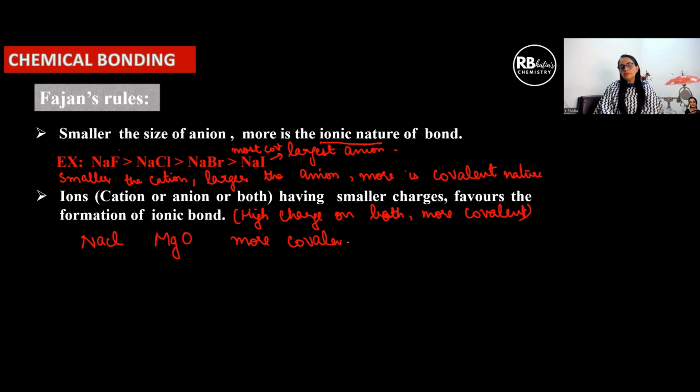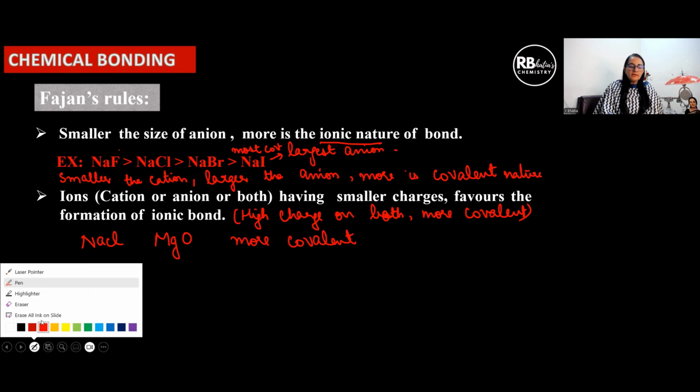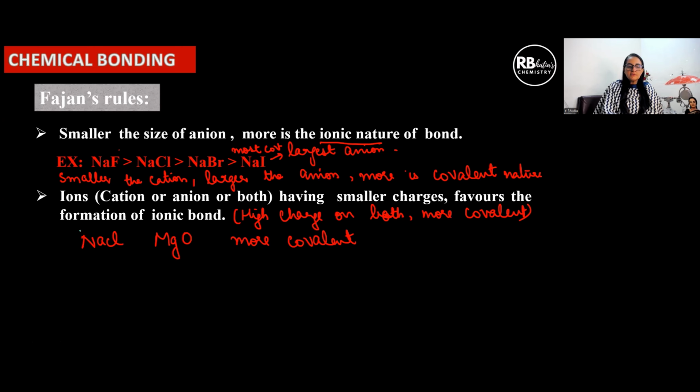So, how are you going to decide? In this case, the charges are +1, -1. Here it's +2, -2. So, higher the charge on cation and anion, more is the percentage of covalent character. So, magnesium oxide is more covalent than sodium chloride.